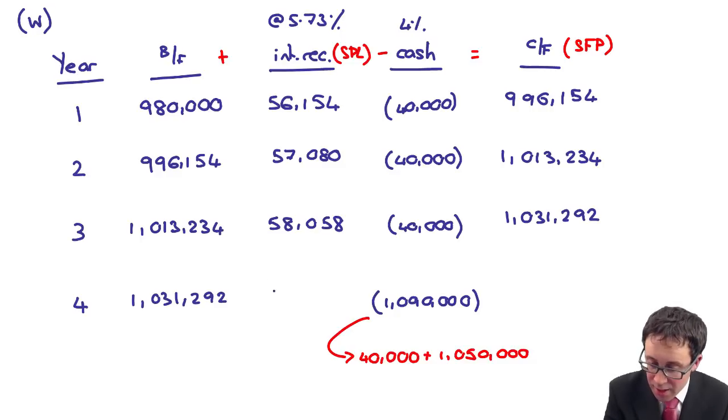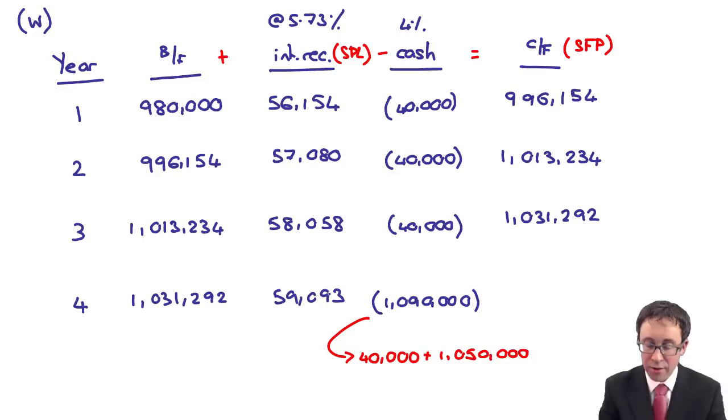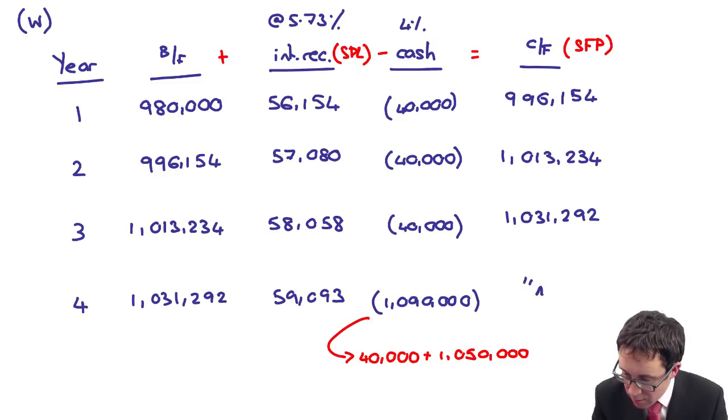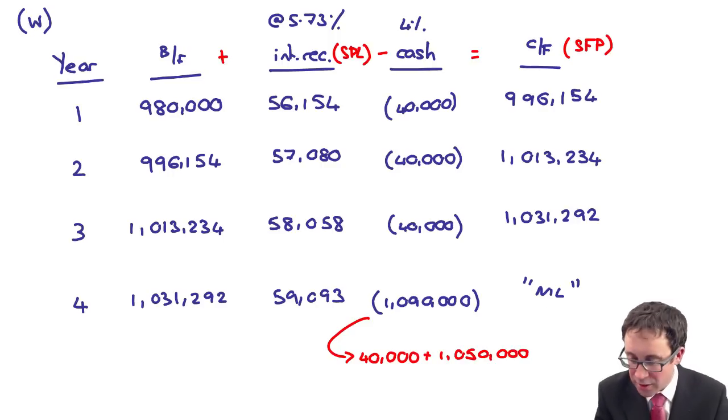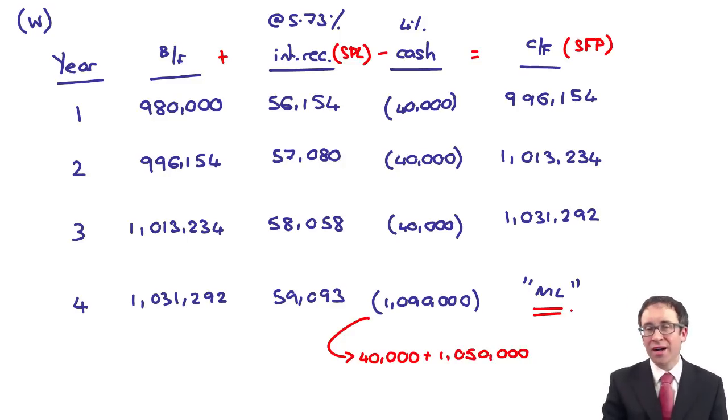Does that give me interest receivable of 59,093? What do you do if you go 1,031,292 plus 59,093? Deduct 1,090,000 gives me nil in inverted commas. On my calculator, it's about 385.